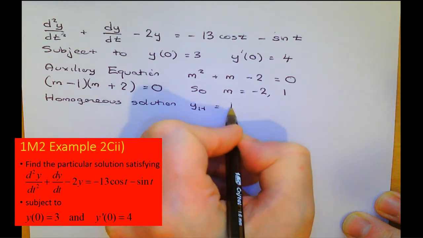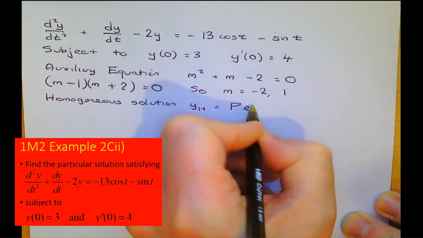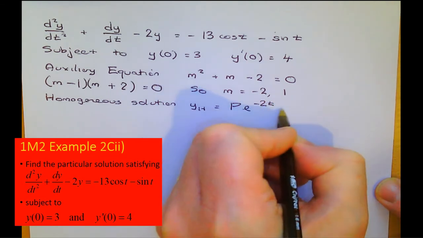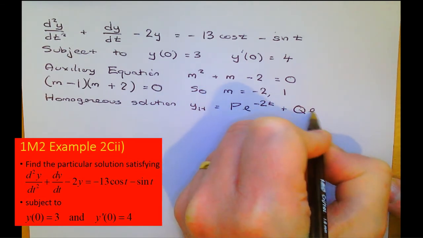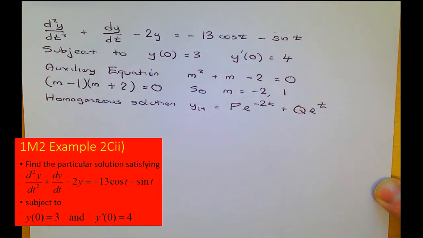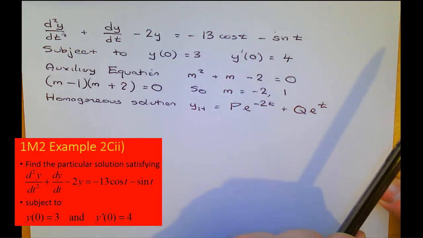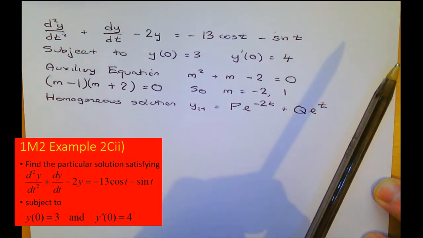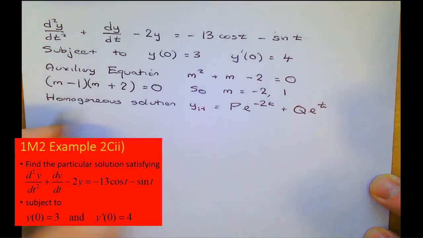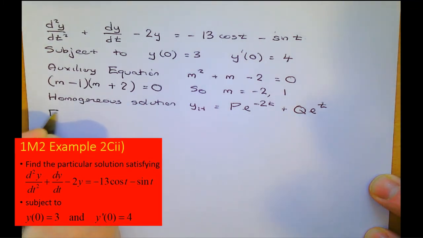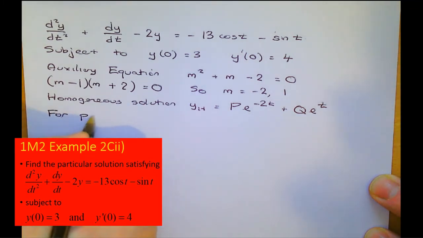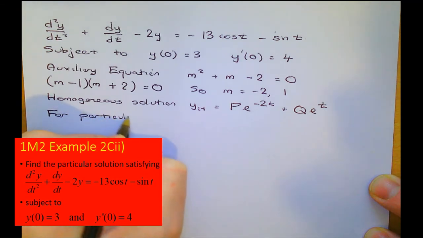So we can write our homogeneous solution. That is one constant, we'll call it p, times e to the minus 2t plus q times e to the t. Homogeneous solution. Of course, we've not considered the right-hand side. We need to do that through the particular integral. So let's look at the particular integral.